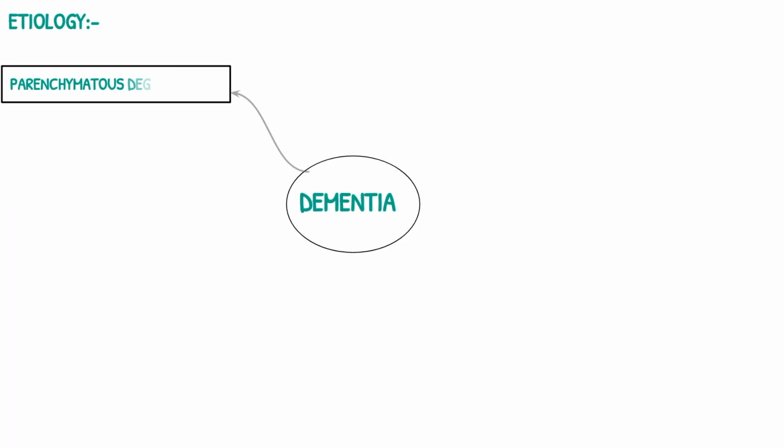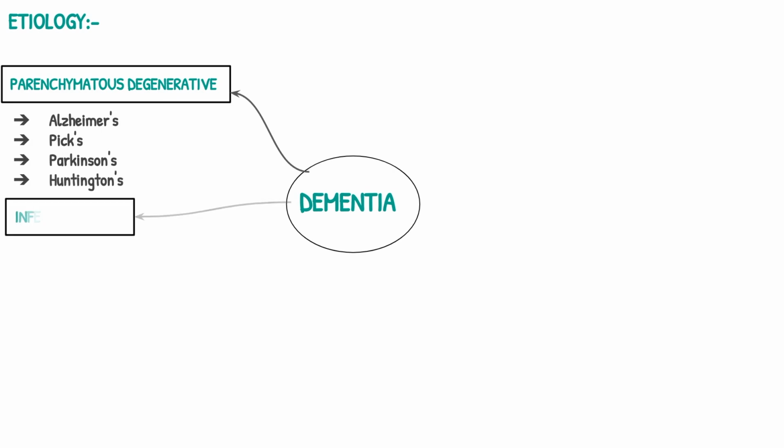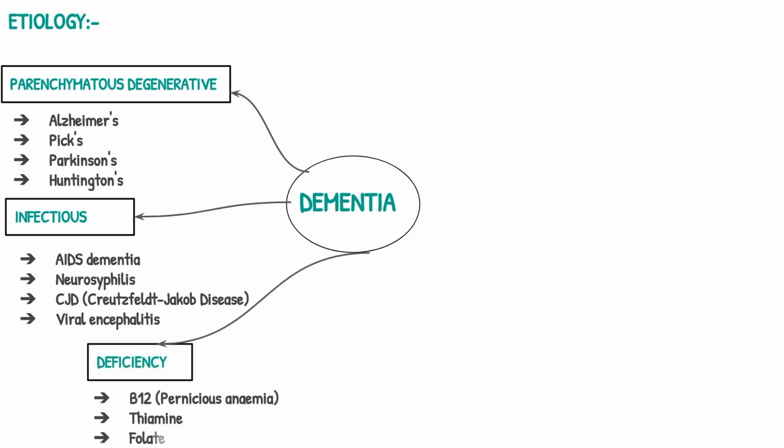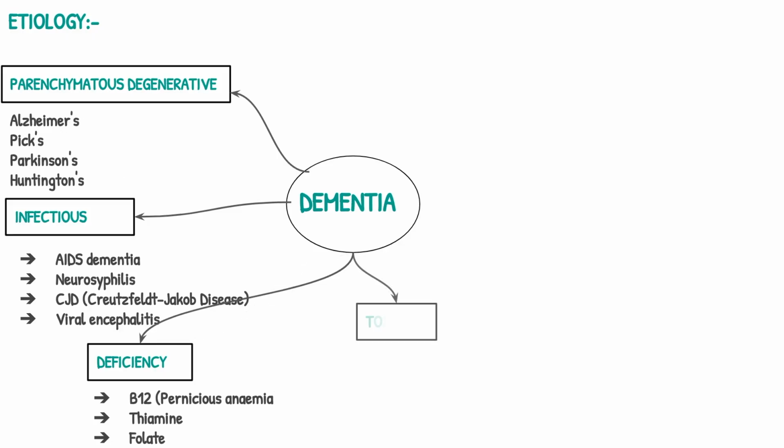The etiology of dementia includes parenchymatous degenerative causes like Alzheimer's, Pick's, Parkinson's, and Huntington's diseases. Infectious causes include AIDS dementia, neurosyphilis, CJD, and viral encephalitis. Deficiency-related causes involve B12, leading to pernicious anemia, thiamine, and folate deficiencies. Toxic causes include alcohol, heavy metals, carbon monoxide, and various drugs.